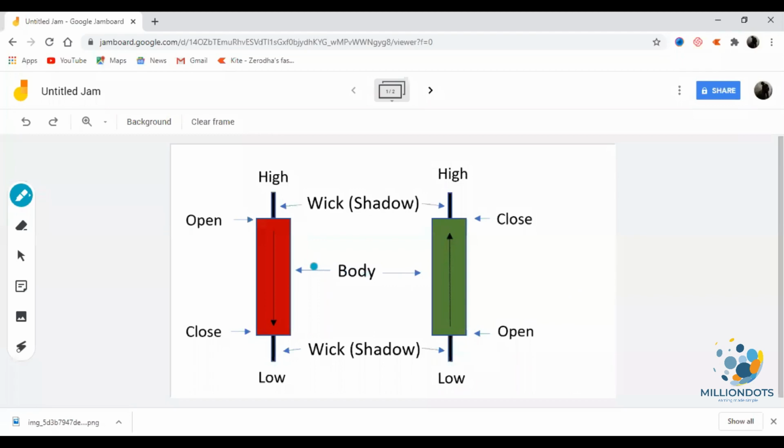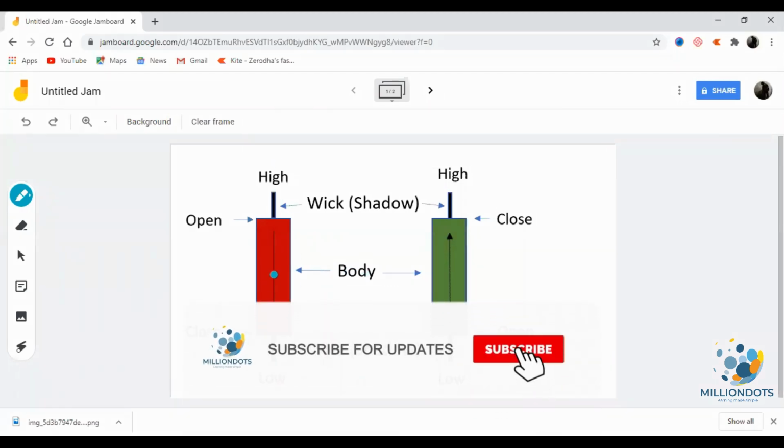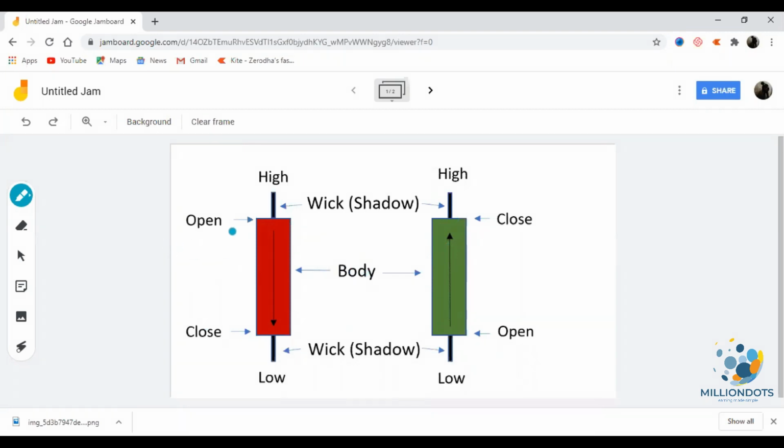So, we are here on the screen. These are the two types of candles we have, red candle and green candle. A red candle tells you that the stock went down, or the price of a stock has been reduced. A green candle tells you that the stock went up, or the price of a stock has been increased.